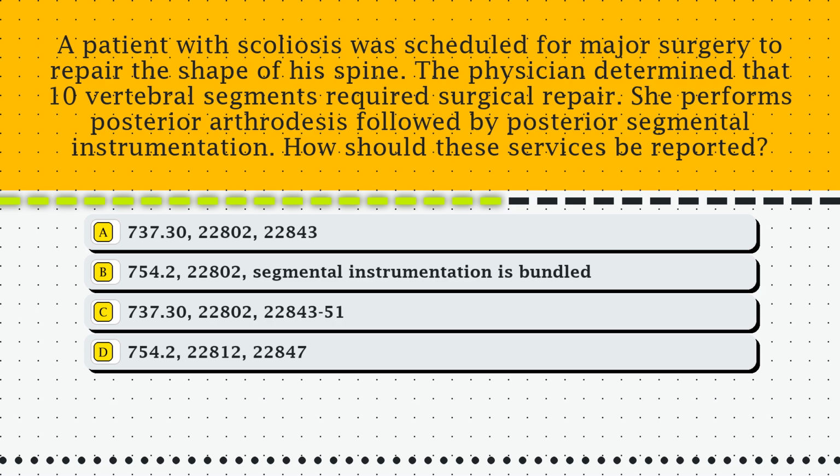Option A, 737.30, 22,802, 22,843. Option B, 754.2, 22,802, segmental instrumentation is bundled. Option C, 737.30, 22,802, 22,843 to 51. Option D, 754.2, 22,812, 22,847.